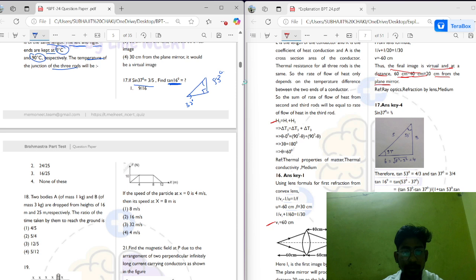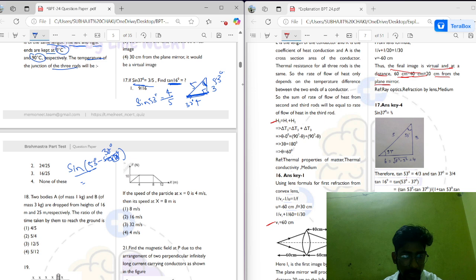Sine 16 you know, so you know the formula for sine A minus B. Sine 53 minus 37 degree equals sine 16 degree. The sine A minus B formula is sine A cos B minus cos A sin B. Sine 53 means 4 by 5, cos 37 also means 4 by 5, minus 3 by 5 into 3 by 5, that means 16 by 25 minus 9 by 25, which equals 7 by 25. From this you can also calculate the value of cos 16 degree.